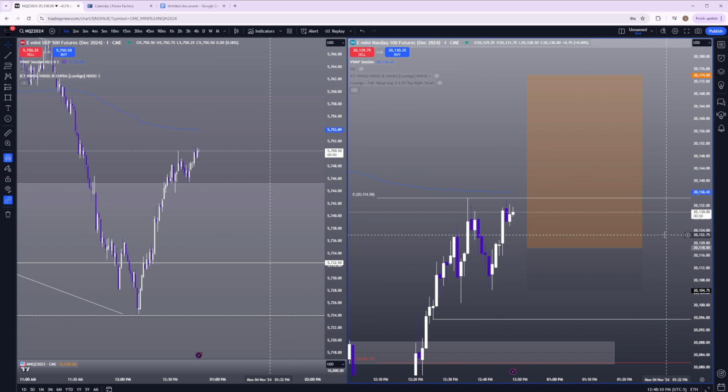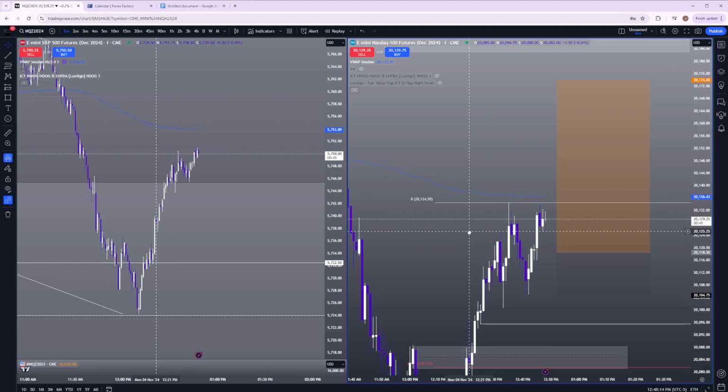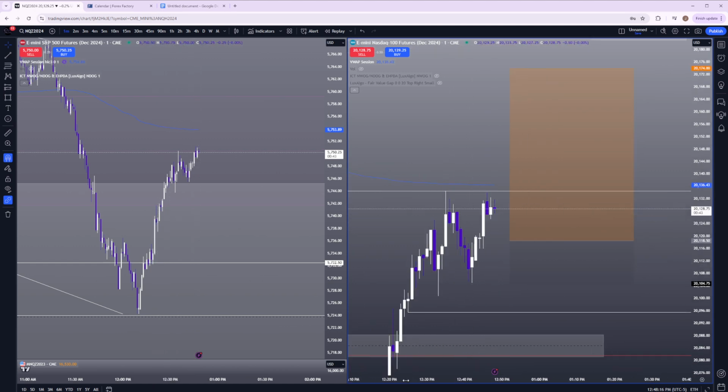Yeah, that's all right. We're looking for a long pretty soon here, man. We just need to start breaking through VWAP. Once we can break through VWAP, we'll find a nice long opportunity here.